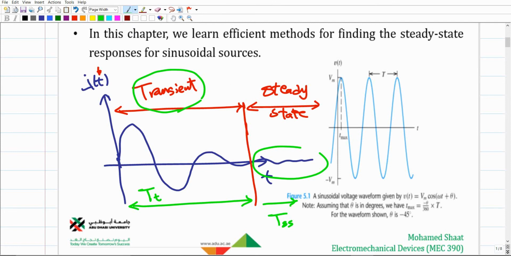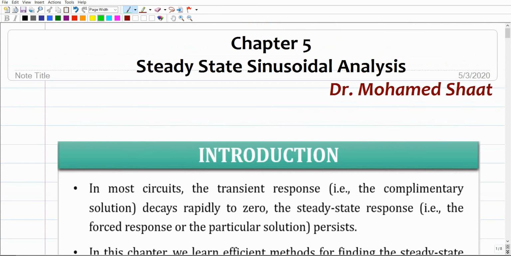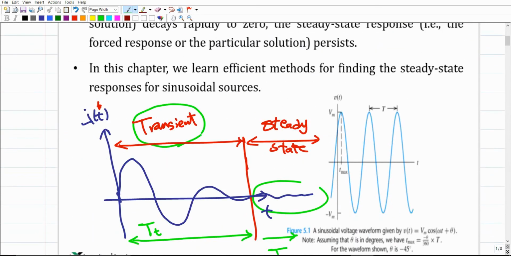Why? The main reason is that it dies out very quickly. So that's why the focus of this chapter is to know how we can study the steady state behavior, and focus more on the steady state behavior within this region for the current, or the circuit response for the electrical circuit, which is going to be, in one of the cases, the current, but in the steady state. Okay, so we are interested in this steady state.